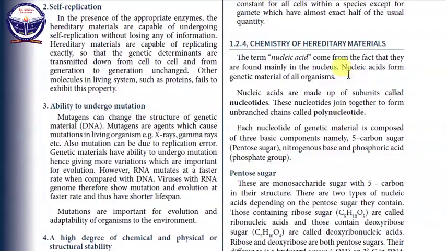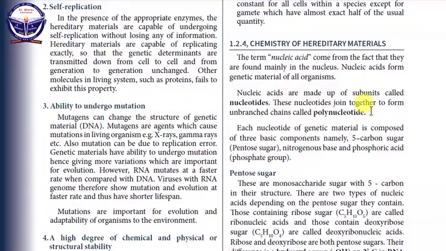The term nucleic acid, actually hereditary material, they are made up of nucleic acids. The term nucleic comes from the fact that they are found mainly in the nucleus. Nucleic acids form genetic material of all organisms. Nucleic acids are made up of subunits called nucleotides. These nucleotides join together to form a chain called polynucleotide.